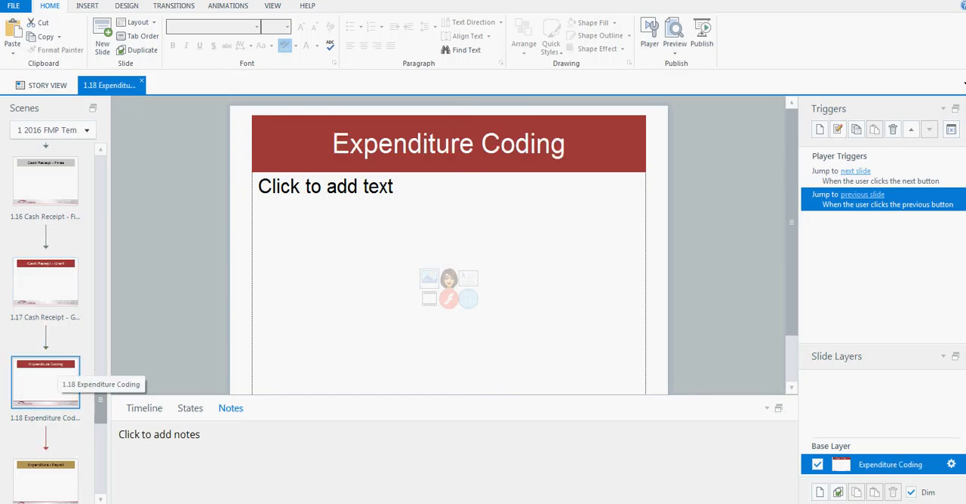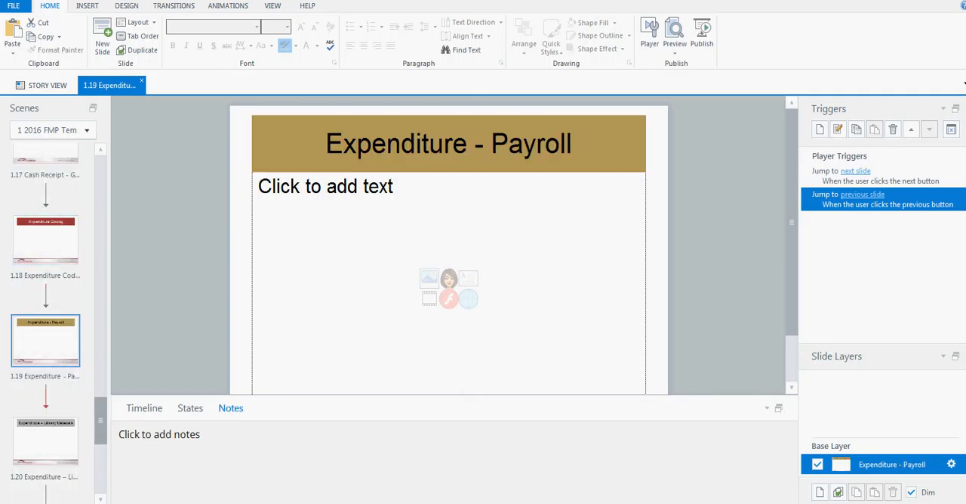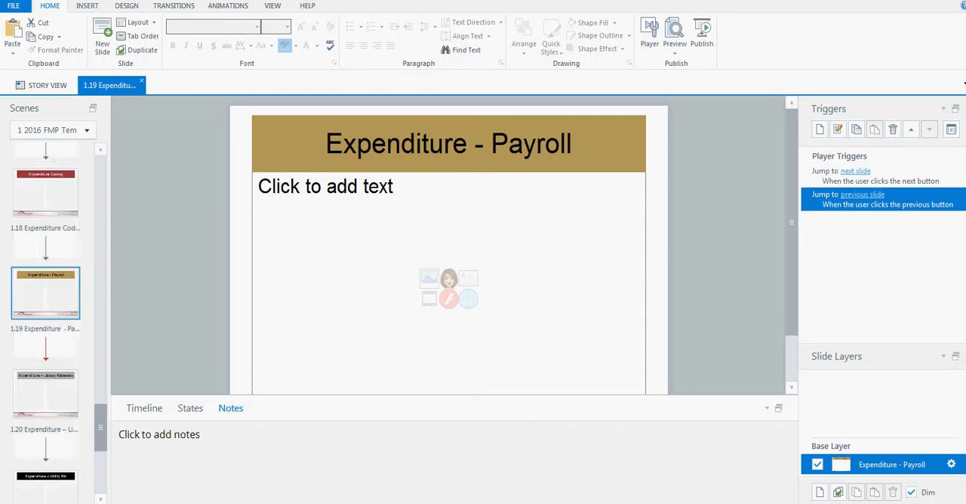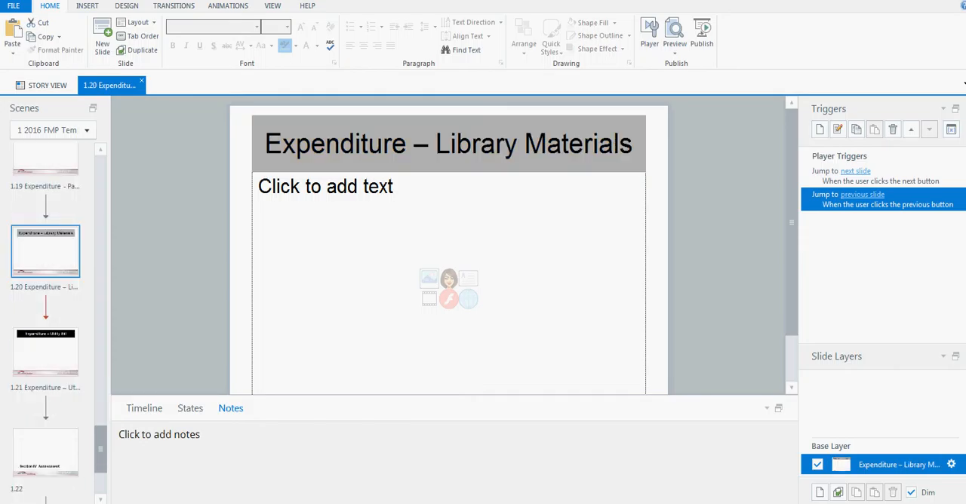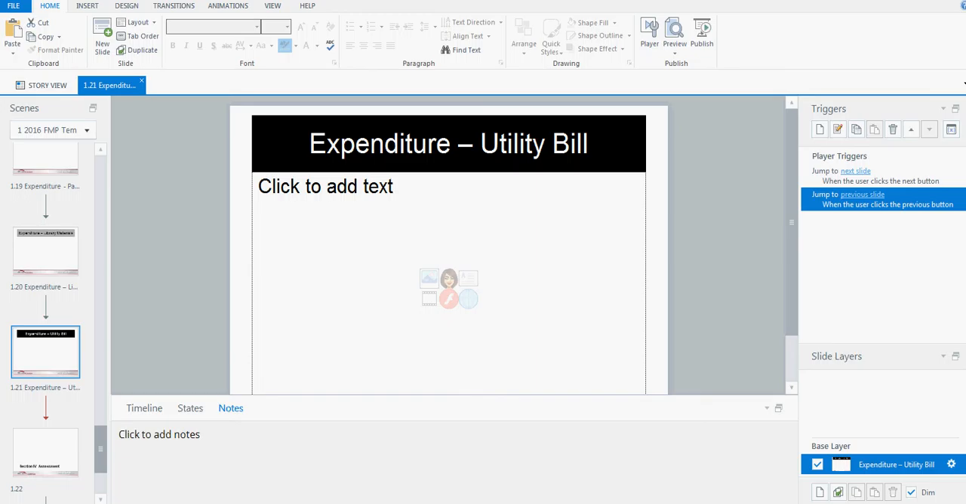I'm going to give examples of expenditure codes and what they should look like. And in particular, I'm going to talk about coding payroll expenditures, expenditures for library materials, and utility bills.